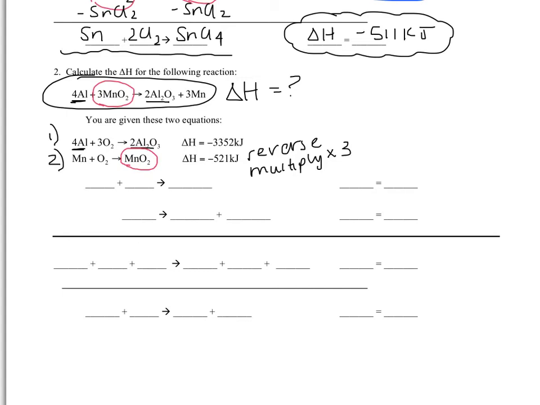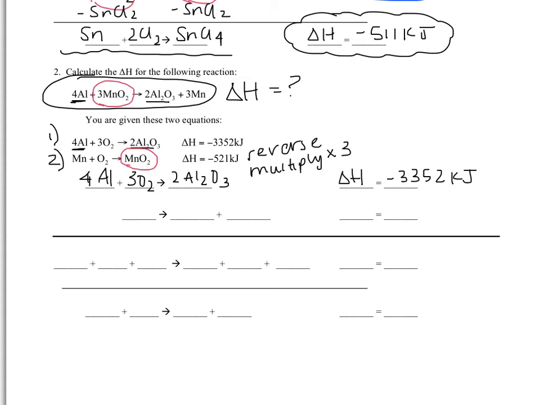All right, so first I'll rewrite my first equation, which is pretty straightforward. I have 4 aluminums, I have 3 O2s, and they are forming 2 aluminum oxides. And the delta H, I'll just rewrite, is negative 3,352 kilojoules.